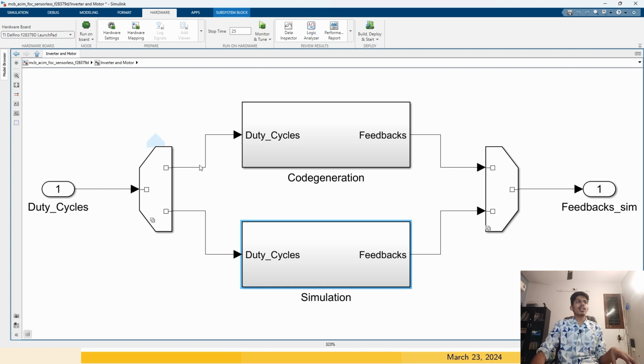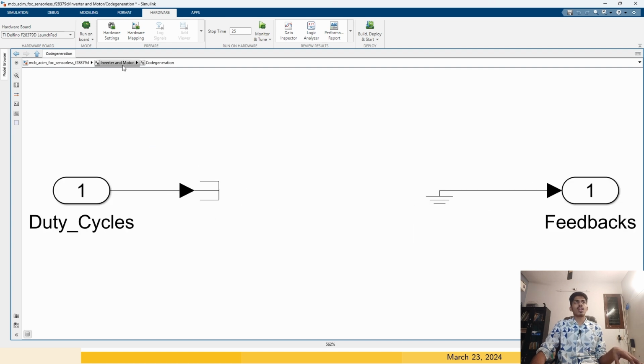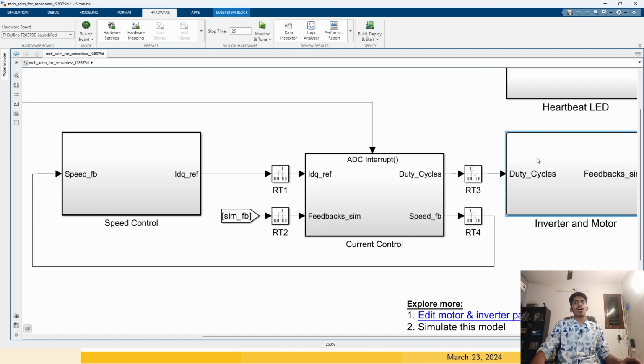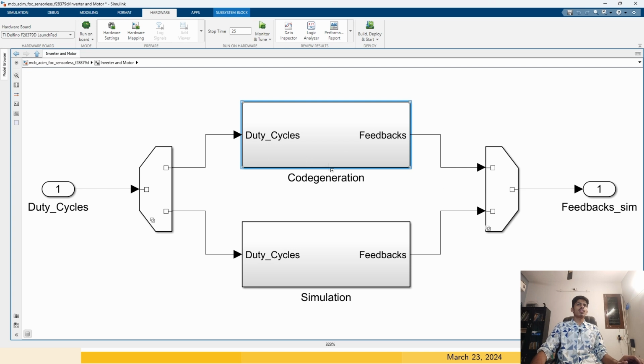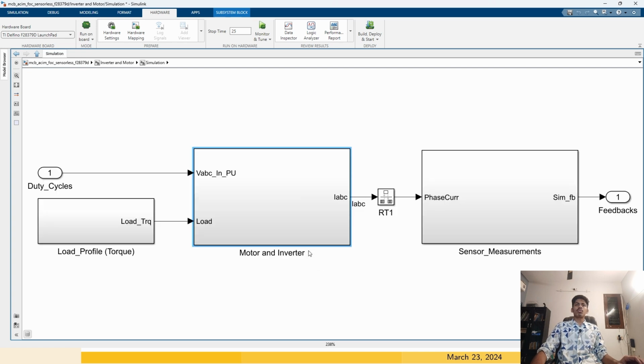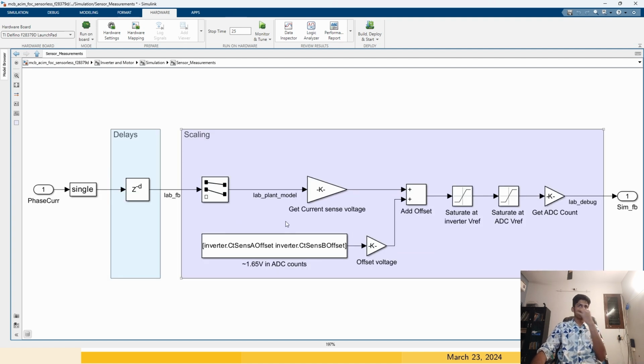So in the code generation mode, we don't use this. Nothing is there in the code generation mode. So this duty cycle is going to the terminator block. As I said, the actual gate pulse generation ends here in the hardware. But in the software, we are using this simulated motor, and we are approximating how an ADC will respond with this sensor measurement. So that is this.